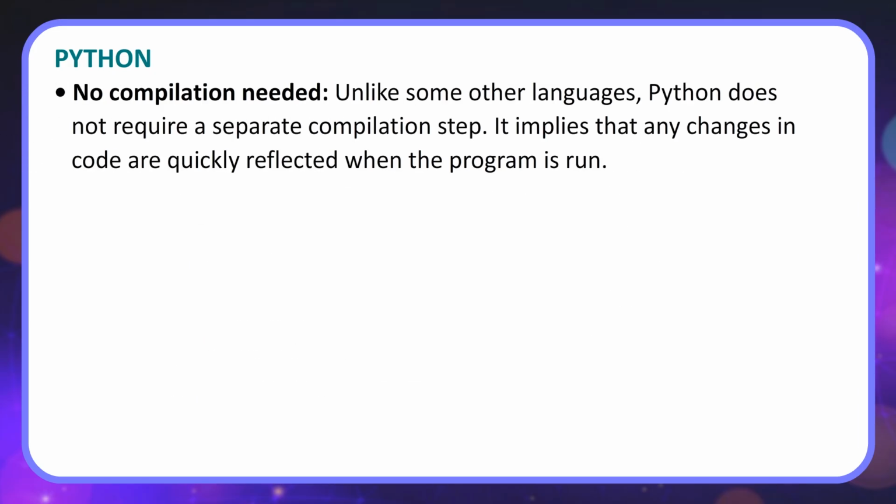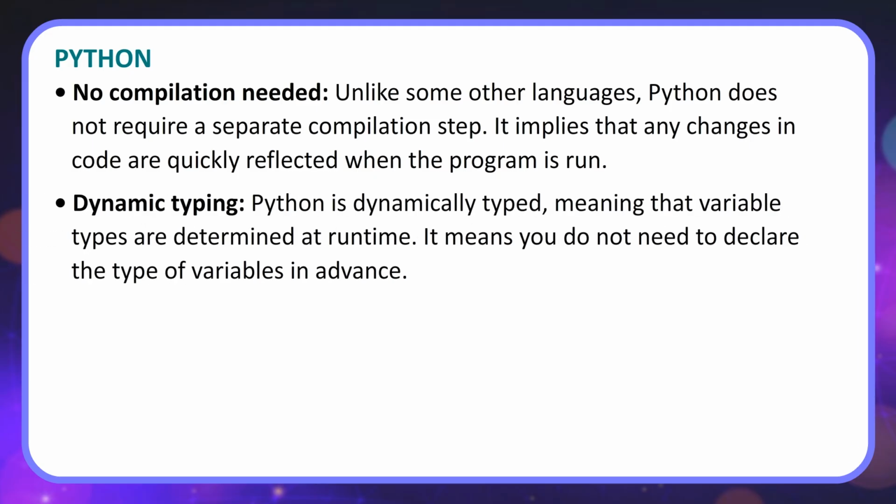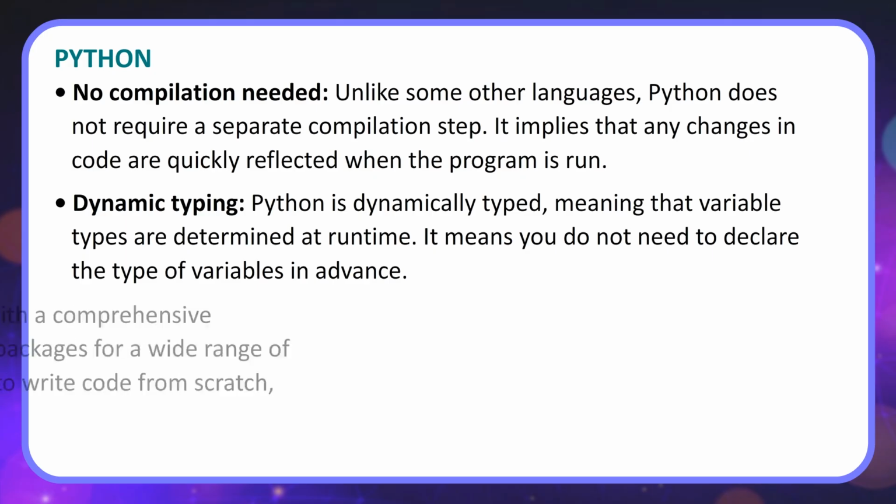No compilation needed. Unlike some other languages, Python does not require a separate compilation step. It implies that any changes in code are quickly reflected when the program is run. Dynamic typing. Python is dynamically typed, meaning that variable types are determined at runtime. It means you do not need to declare the type of variables in advance.